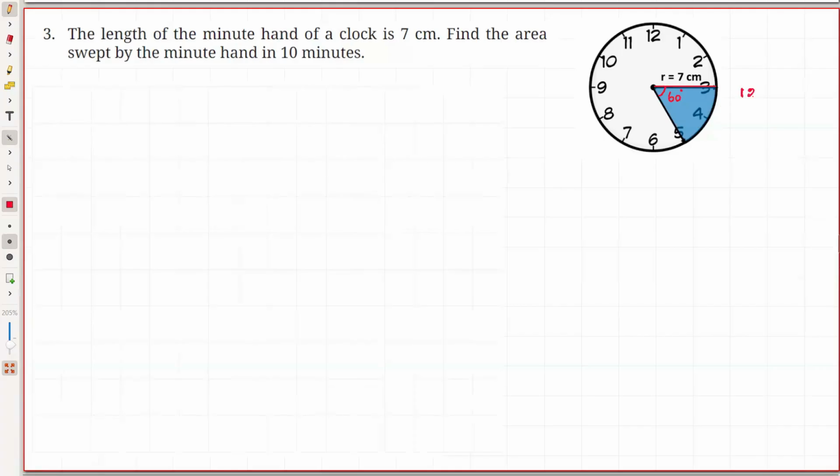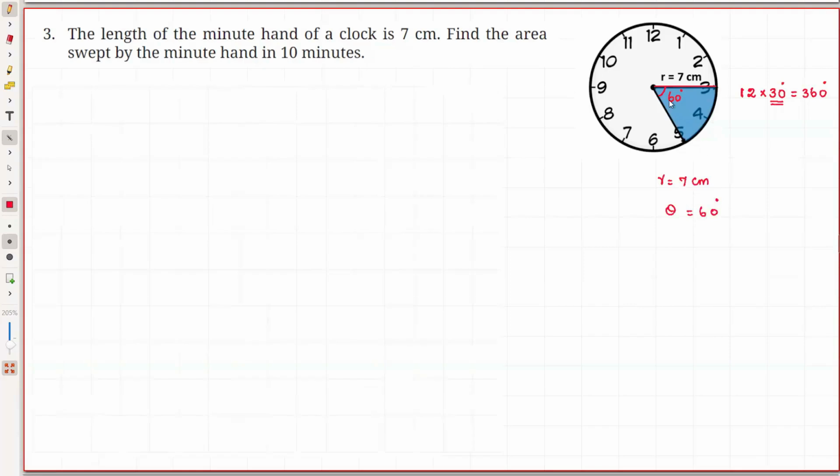There are 12 numbers, so 12 into 30 is 360, the full angle. Each 5 minutes has 30 degree. Keep it in your mind. Here in 10 minutes we have two 5 minutes, so 30 plus 30 gives 60 degree. Now theta is equal to 60 degree and the radius is equal to 7 centimeter.